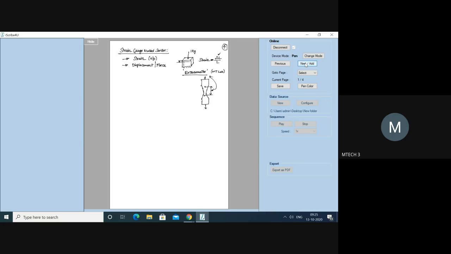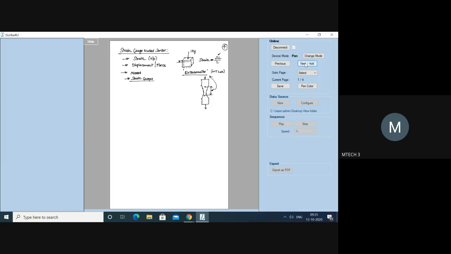But if the strain is going to be smaller, in terms of microns, it is not even to be seen. It is very small. In that case, in order to measure very small strains, we are going to use what are called strain gauges. Just remember, strain gauges are used to measure very small amounts of strain. That's why they are also called micro strains.